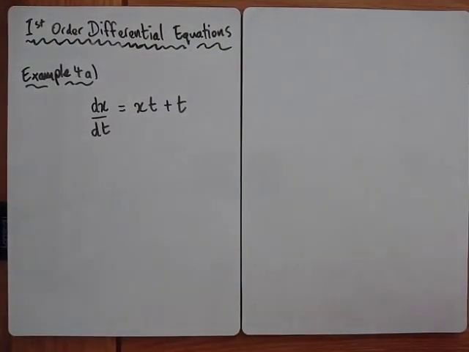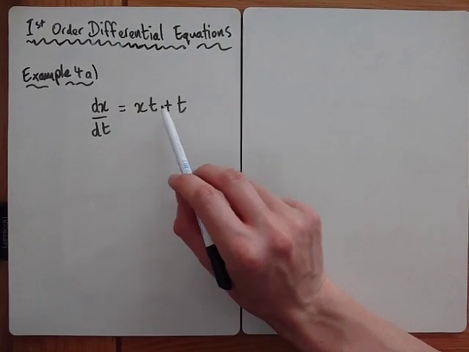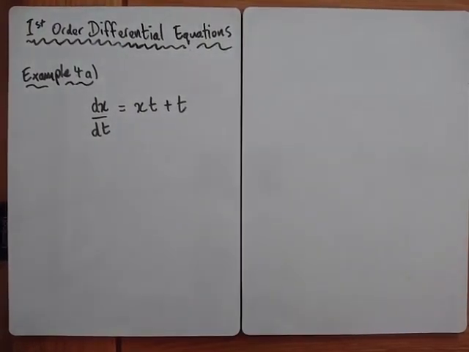Example 4, we've got dx by dt is equal to xt plus t. Now just be really careful with this. We're actually working with two separate terms here. Maybe pause and just have a little think about how you're going to split this one up.